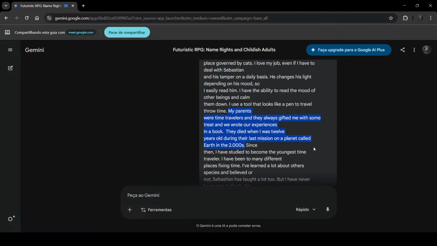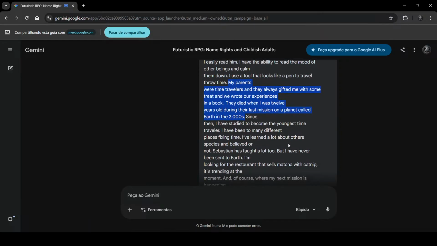Okay. My parents were time travelers and they always gifted me with some treat and we wrote our experiences in a book. They died when I was 12 years old during their last mission on a planet called Earth in the 2000s.